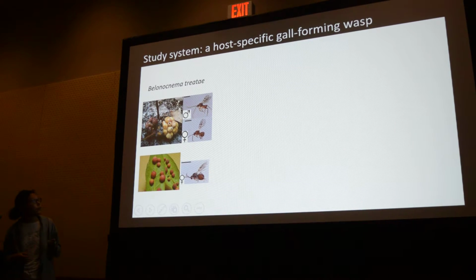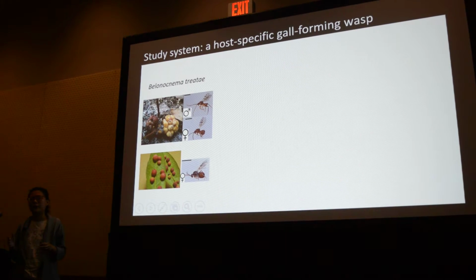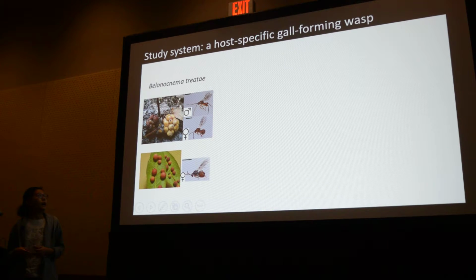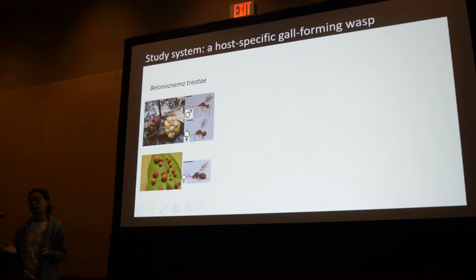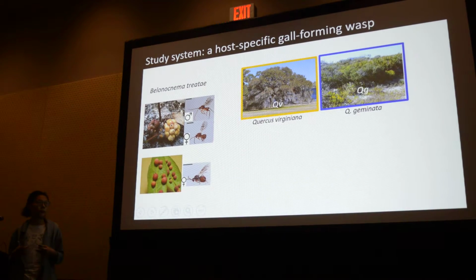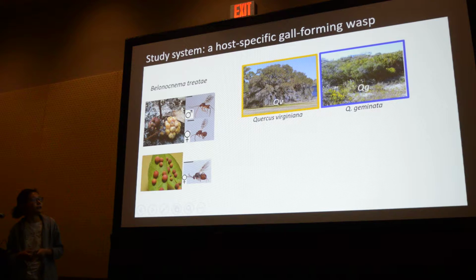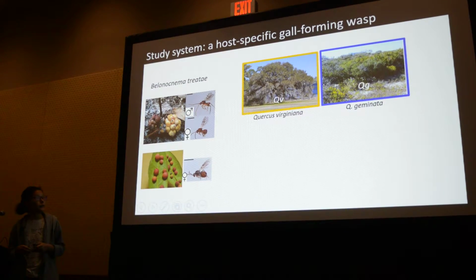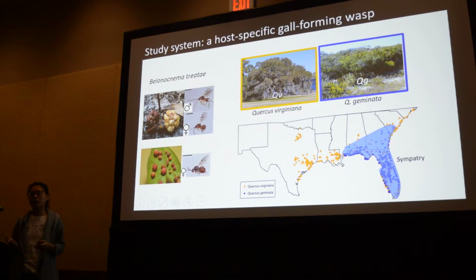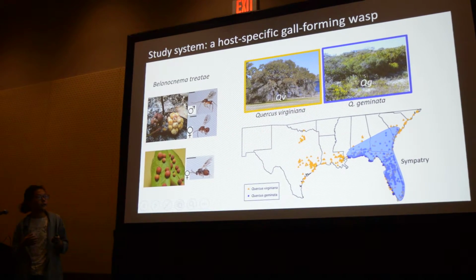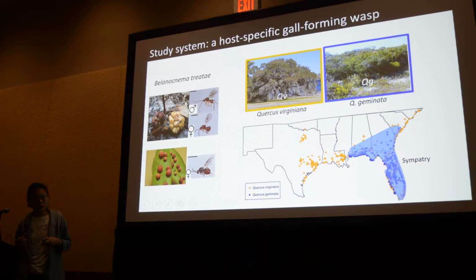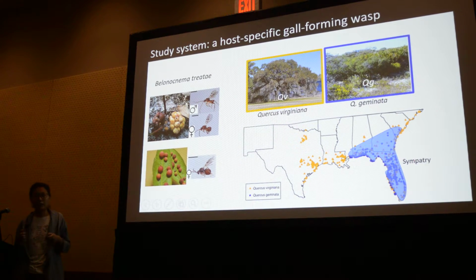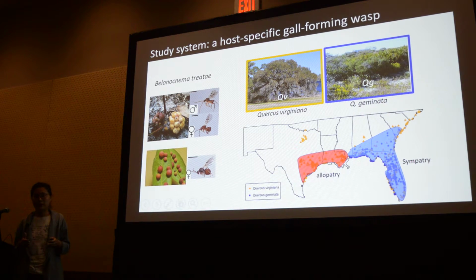So I aim to address this knowledge gap by using host-specific gall-forming wasps that induce plant root galls for their sexual generation and plant leaf galls for their asexual generation. The two host plant species are Quercus virginiana and Quercus geminata, which geographically overlap in the southeastern United States, where Quercus virginiana extends its distribution to the west of the Mississippi River.